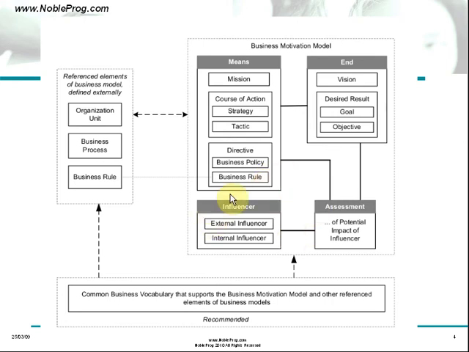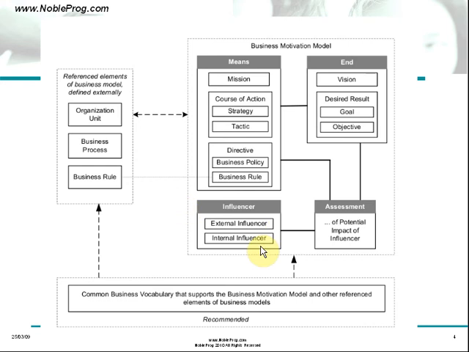Apart from that, we've got the influencers, and an influencer is something which might impact our means or ends, or the way we achieve our ends. We've got external influencers and internal influencers. For an external influencer, it can be a change in law. For an internal influencer, it might be our own corporate values.